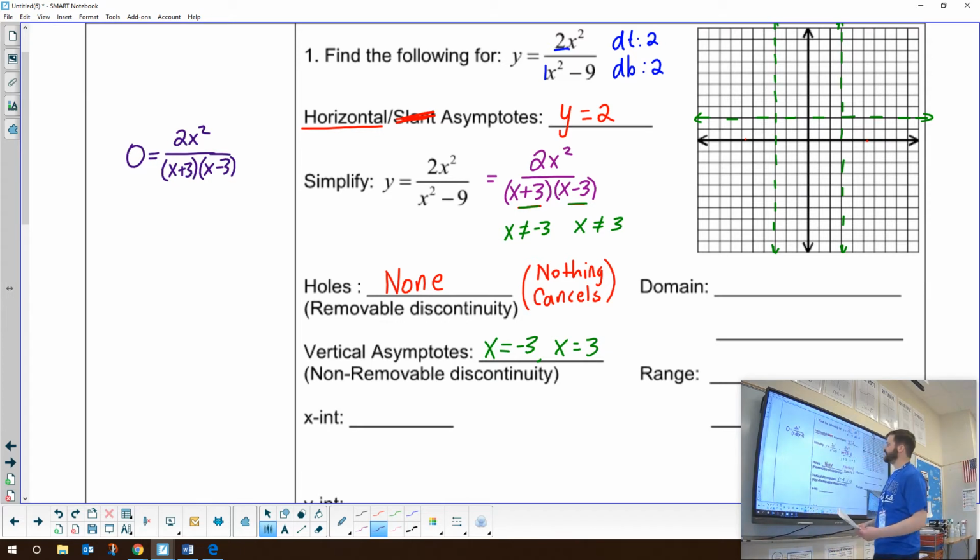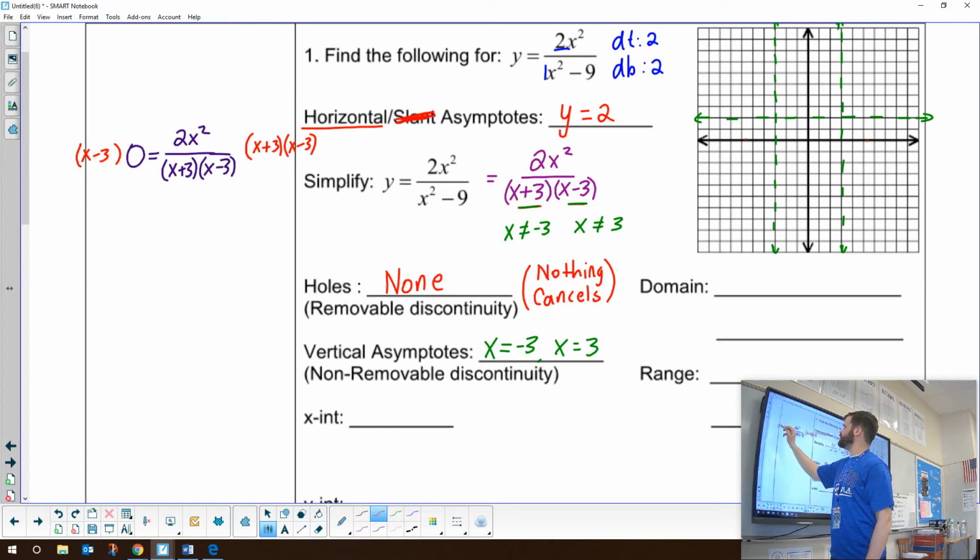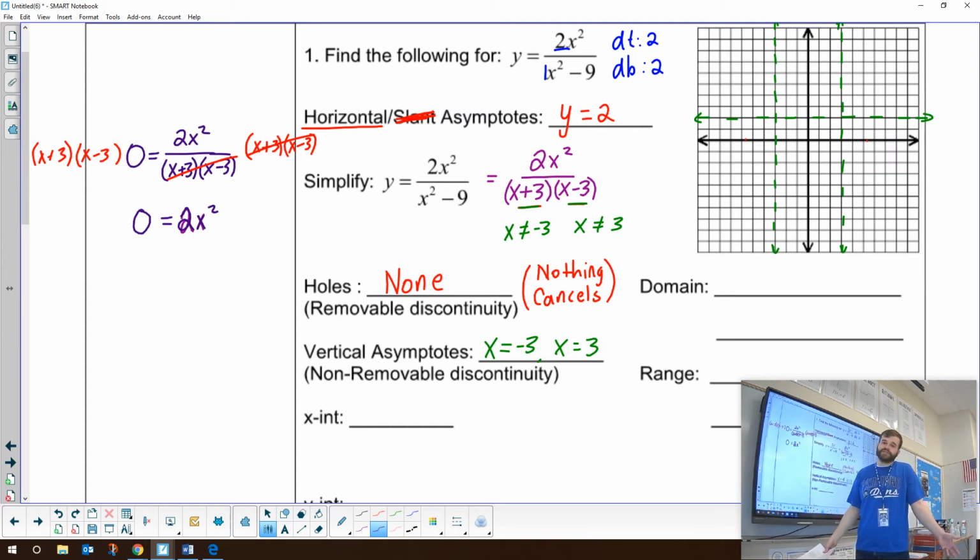Okay, now we are looking for our x-intercept. So we're going to solve for my x up here. To solve for my x, we need to clear out this fraction. So to clear out the fraction, we're going to multiply by what's in the denominator. So I'm going to multiply both sides by x plus 3, x minus 3. Now here's the deal. This and this cancel. So we cleared out that denominator, and all I'm left with is 2x squared here, and x plus 3 x minus 3 times 0 is still just 0. 0 times anything is still 0. So we have 0 equals 2x squared.